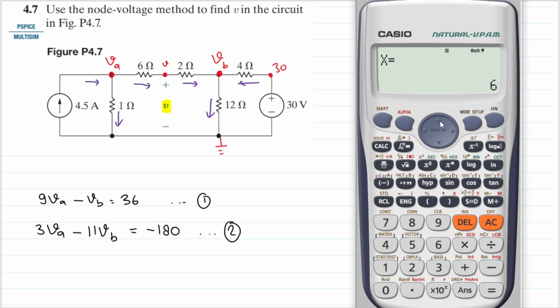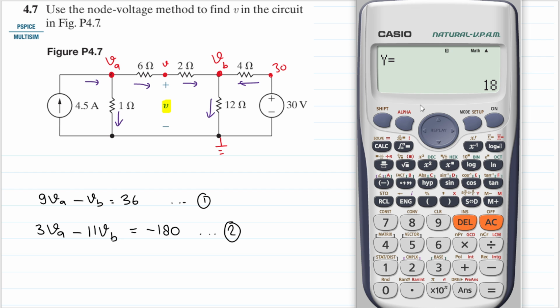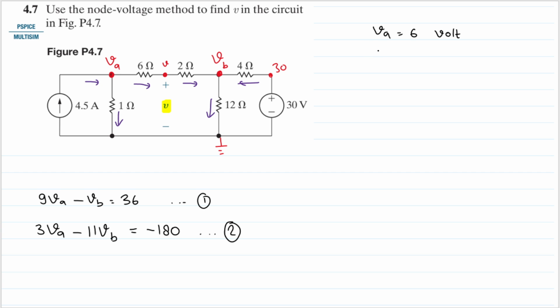Okay, so we'll have VA, which is 6 volt. So we will have VA is equal to 6 volt. Then what is VB? Let's see the calculator. We will have VB is 18. So we will have VB is equal to 18 volt. Okay, now from here we can calculate the V here. Using what? Using KCL also.